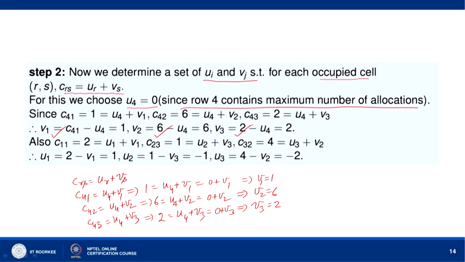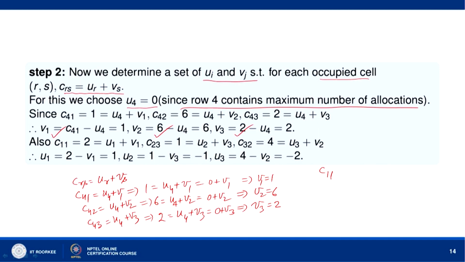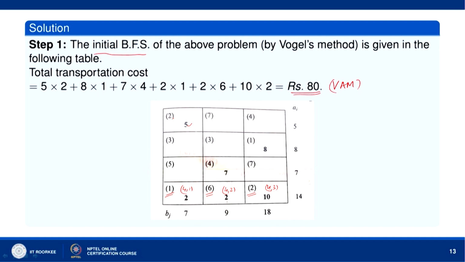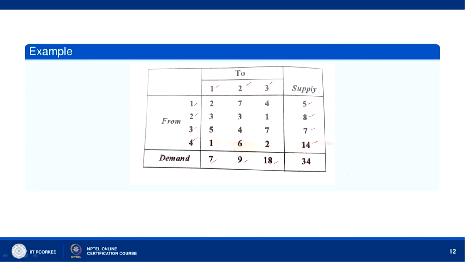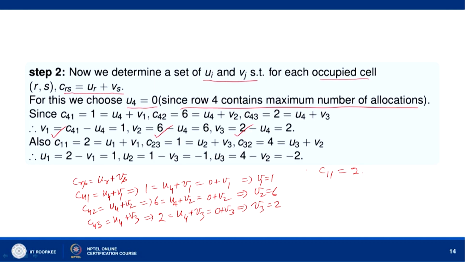Now, the other occupied cells. C 1 1 has been allotted 5 units. The cost associated with C 1 1 is 2. So, 2 equals u 1 plus b 1, and b 1 is equal to 1. So, 2 equals u 1 plus 1, which gives u 1 equal to 1.